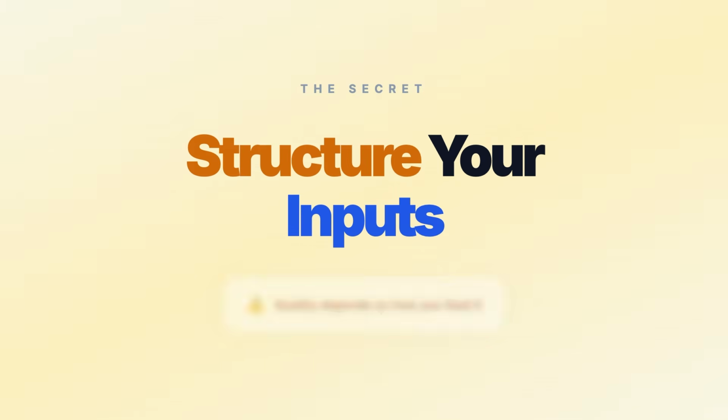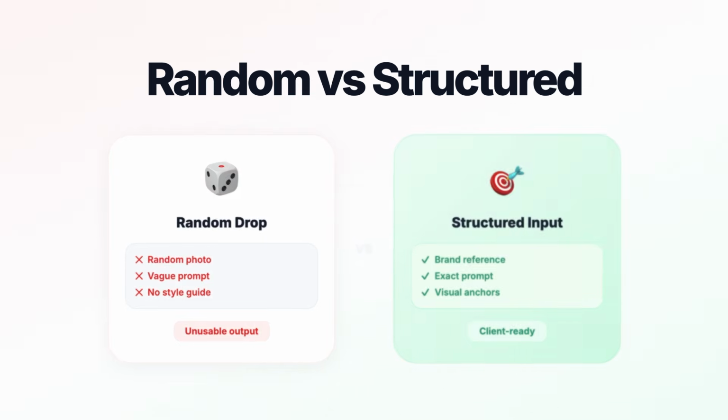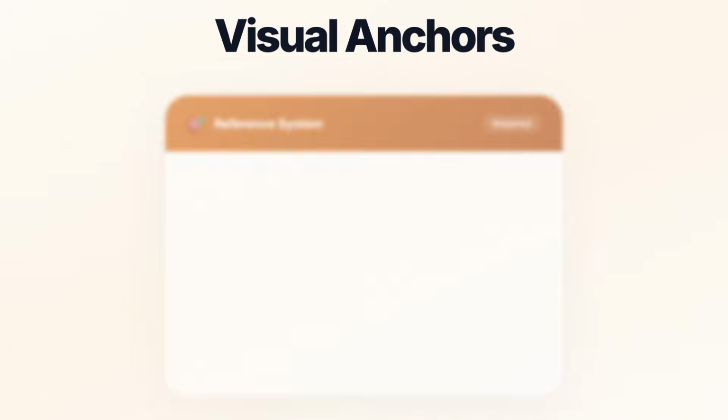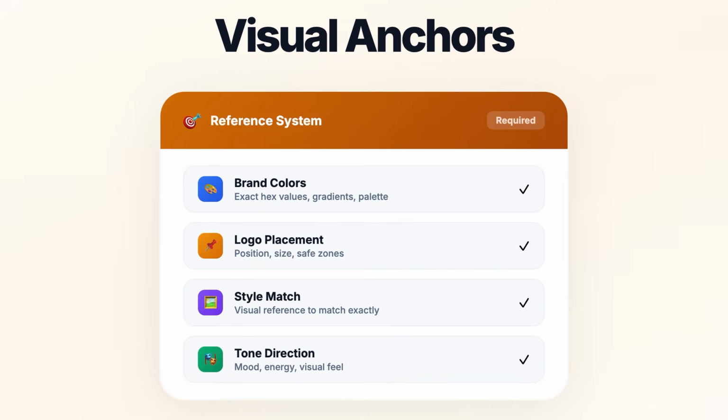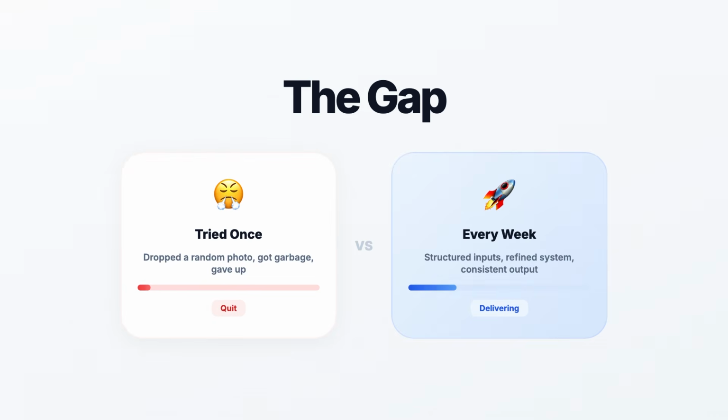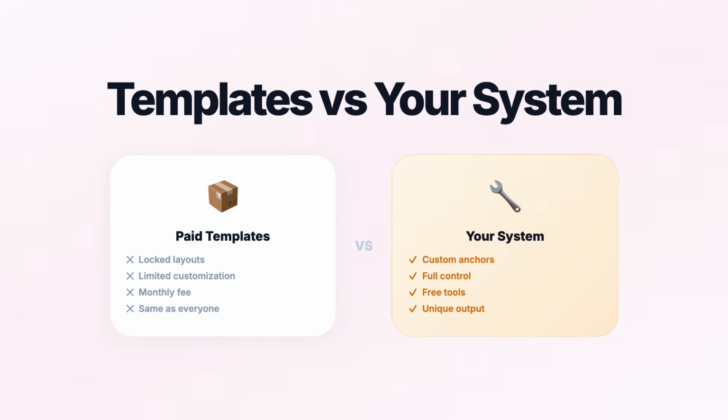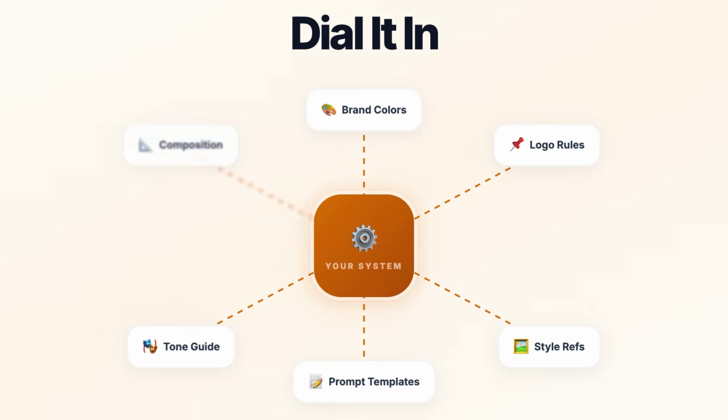Here's the thing most people miss when they first try this. The quality of your output depends entirely on how you structure the reference images and the prompts you feed it. You cannot just drop a random photo and expect magic. You need to give Gemini Omni clear visual anchors: brand colors, logo placement, the exact style you want it to match. That specificity is what separates someone who tried this once and gave up from someone who is delivering client-ready work every week. The paid platforms handle some of that automatically because they lock you into templates. Here you build your own system, and once you have it dialed in, you move faster than anyone paying monthly for theirs.